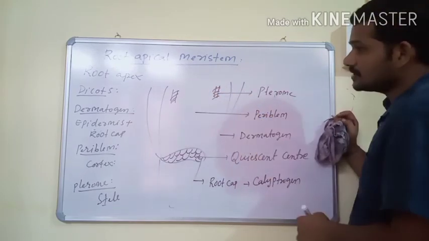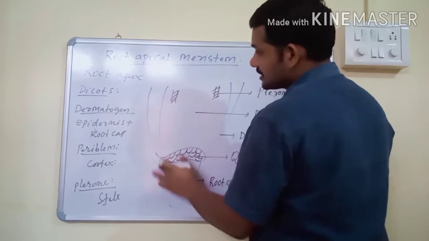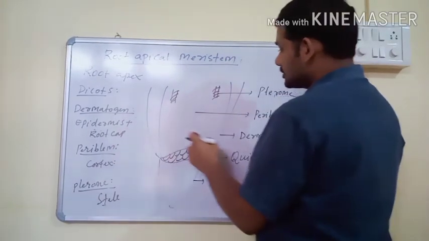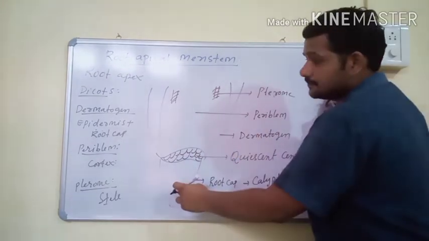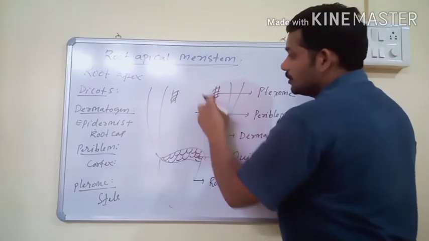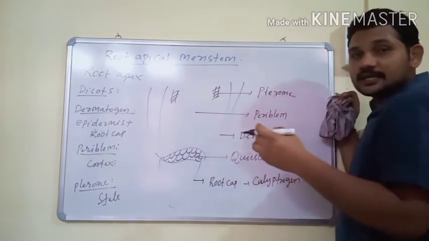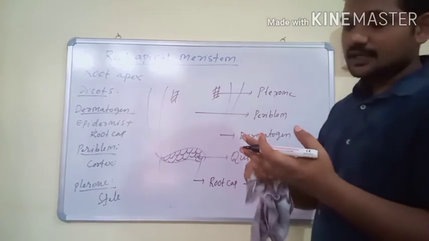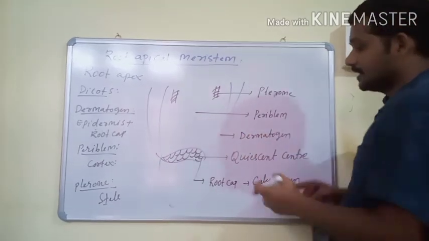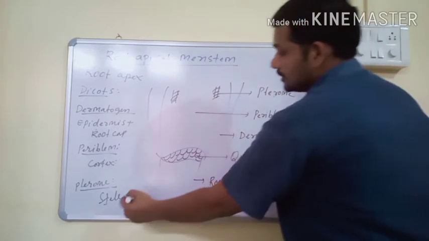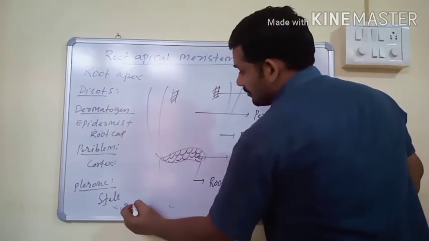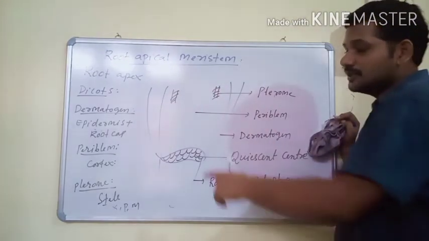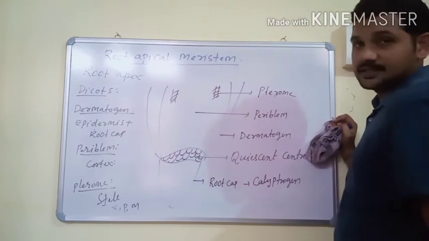So in dicots, the root apical meristem has 3 histogens: dermatogen, periblem and plerome. Dermatogen later gives rise to epidermis and root cap. Periblem later gives rise to all cortical regions. The cortical region includes general cortex, endodermis and pericycle. And plerome later gives rise to xylem, phloem, medulla and medullary rays. All these are known as the stele region.